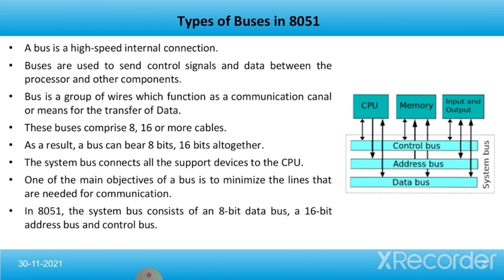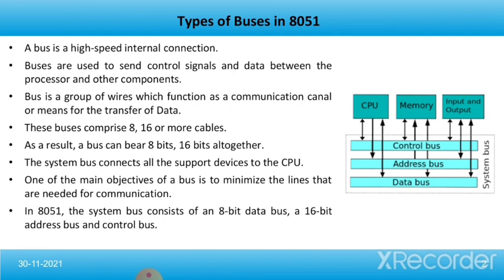So first we'll discuss about the basic concept of bus. A bus is a high speed internal connection. Buses are used to send control signals and data between the processor and other components. A bus is a group of wires which function as a communication channel or means for the transfer of data. So bus is like a communication media through which we can transfer the data.